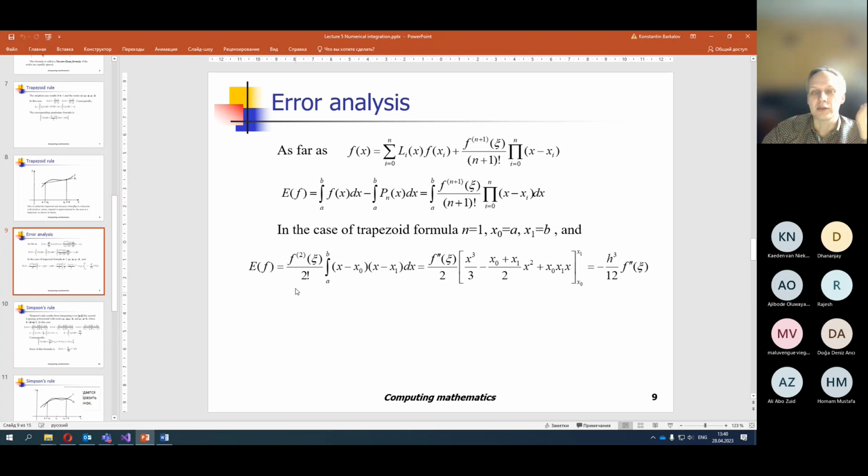And in the case of a trapezoid rule, when n equals 1, x0 equals a, x1 equals b, we can directly compute this error term. Just substitute here the points x0 and x1 and compute the integral of a quadratic function.